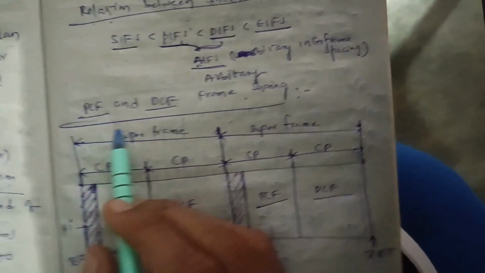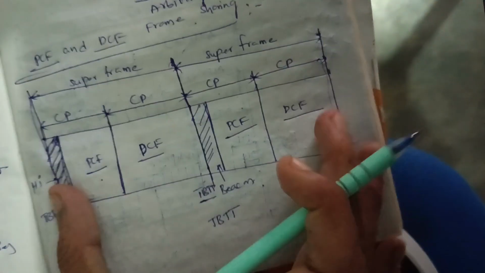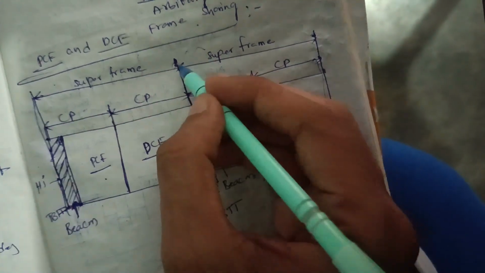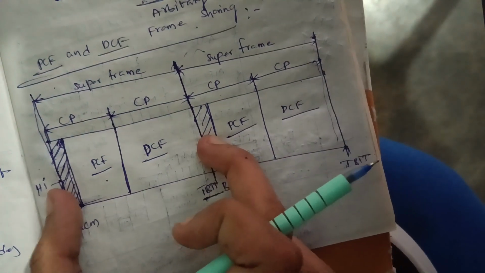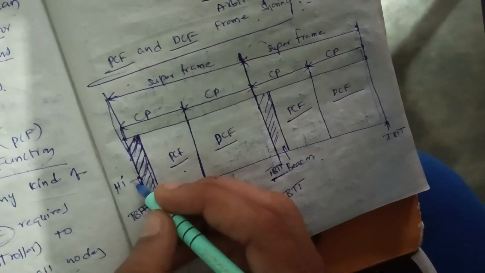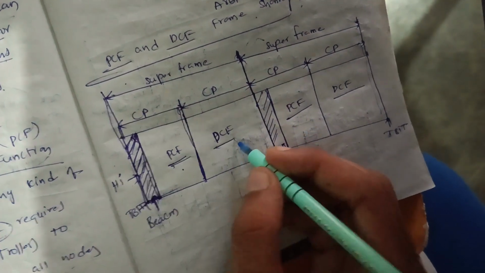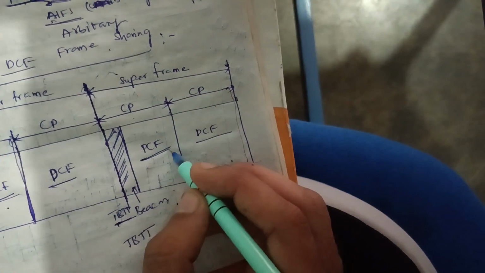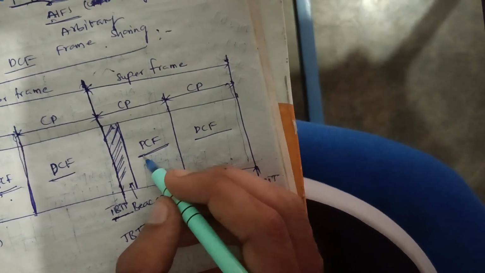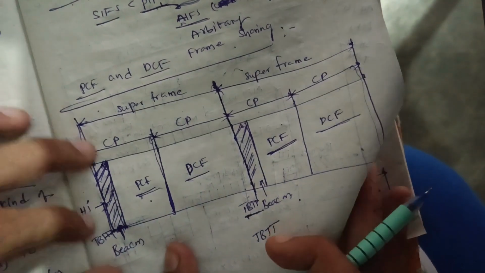The relation between PCF and DCF is that they are combined in a channel. Let's consider this channel as superframes. Two superframes are divided by a TBTT. The first section is given to a beacon with a hello message, then the first part is PCF and the second part is DCF, and the same in the second superframe: first the beacon, followed by PCF and DCF. This is the management of PCF and DCF in a single channel.